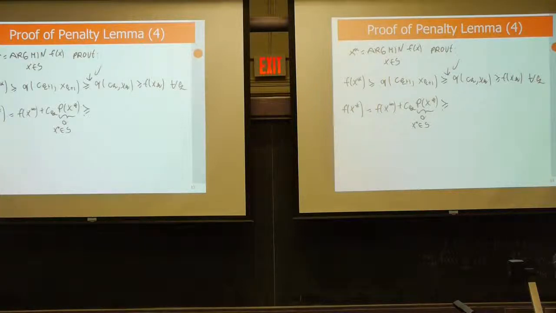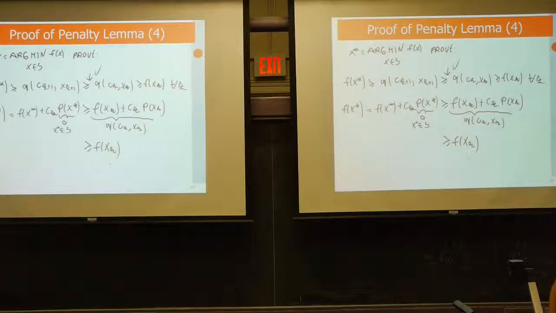So what should we do now? I hope you are tired of this now, but we just do what we always do. c_k p(x_k), right? Because x_k again minimizes this function, not x star. This is q(c_k, x_k). So this proves that f of x star is bigger than this. And all that is left is to show that this is not smaller than f of x_k. And why is this true? Penalty, yeah, penalty is non-negative, c_k is positive. Good?